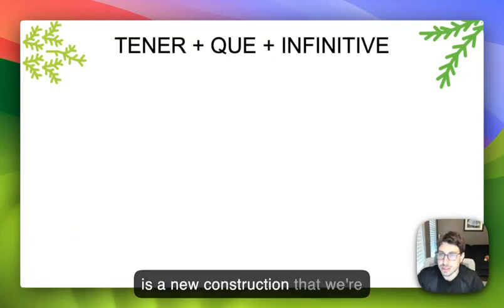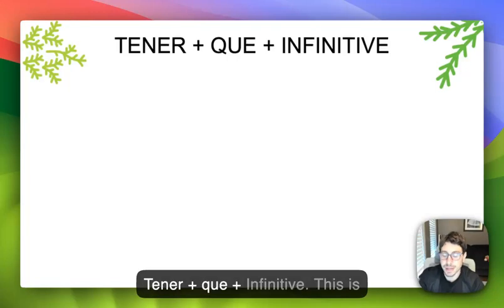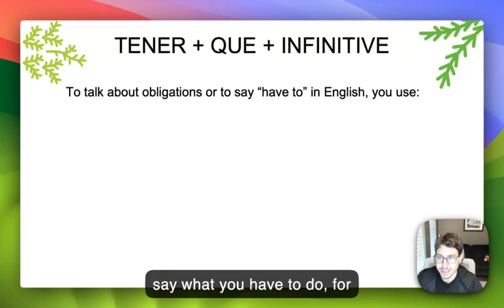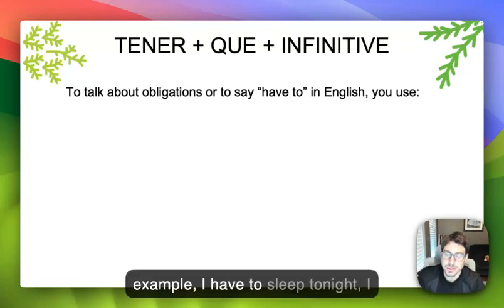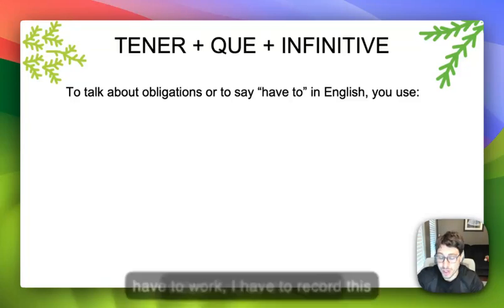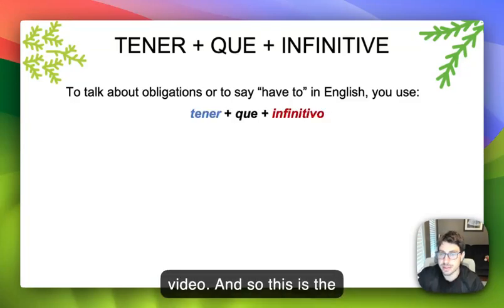There is a new construction that we're going to look at today, which is tener que plus infinitive. This is used to talk about obligation, to say what you have to do, for example. I have to sleep tonight. I have to work. I have to record this video. And so this is the construction.